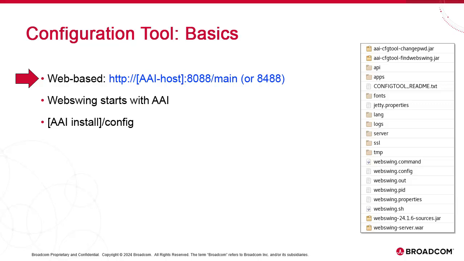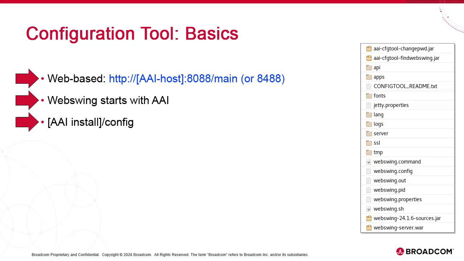This is a major evolution from prior versions. The config tool is now entirely web-based. It's a simple web app deployed to a third-party web server called WebSwing, a product that is designed specifically for certain types of Java applications. We've indicated the URL, which we've covered in previous modules. The config tool starts at the same time as the AAI server, although you can control the app server independently in the event that you need the config tool while AAI is shut off.